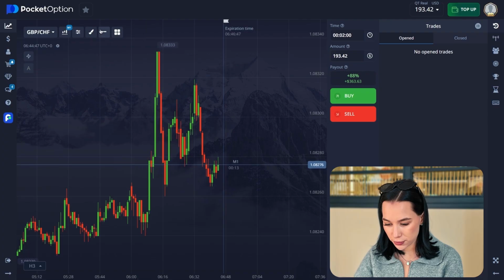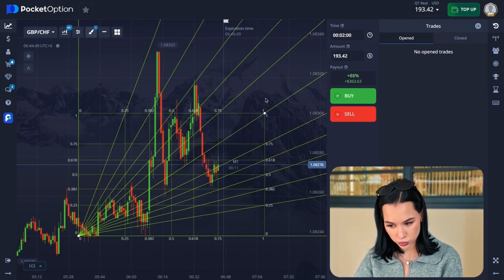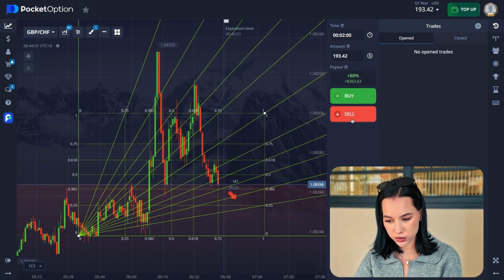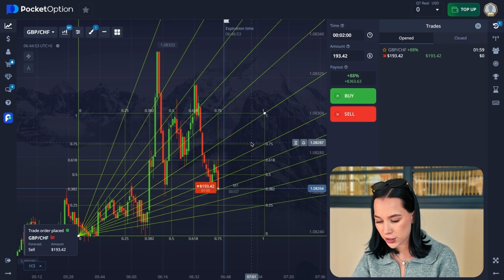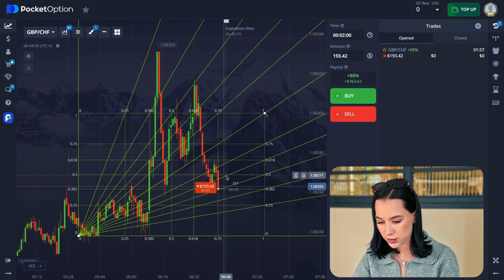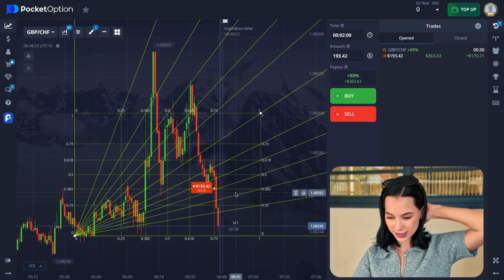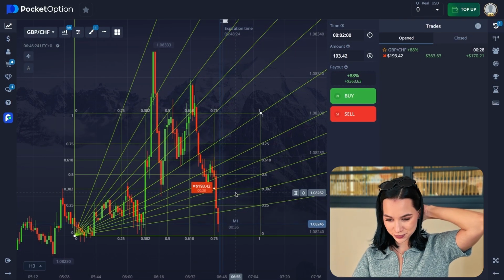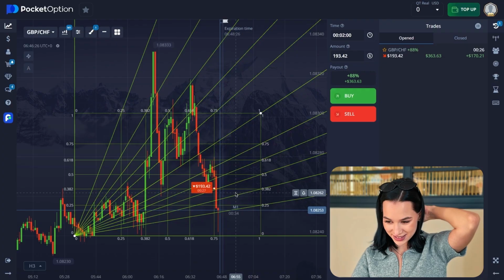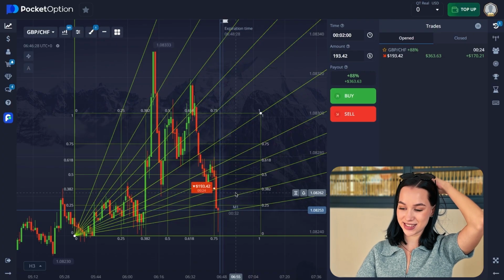Okay, let's draw here the Fibonacci fan. Oh, okay, let's open here a sell trade for 2 minutes, because we could see a pretty strong downward trend. Okay, and let's wait. So for now we have 30 seconds till the end of our trades. The volatility here is crazy, just crazy.